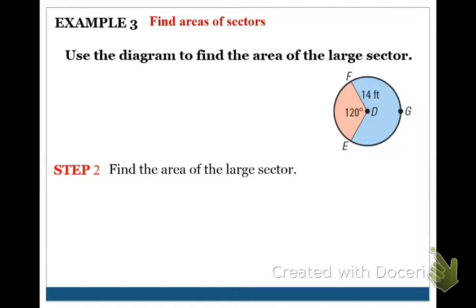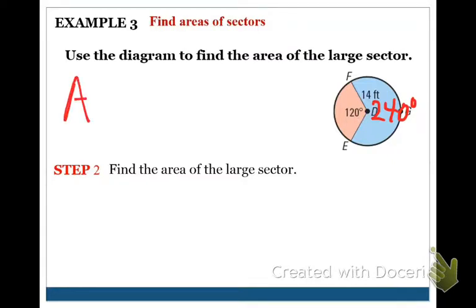Good. So what do I need to do before I plug in my formula? What do I have to do? Kaylee? Yeah, we have to get the measure of the blue arc. So it's going to be 360 minus 120, that's 240.